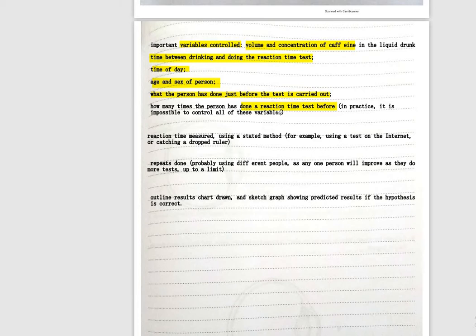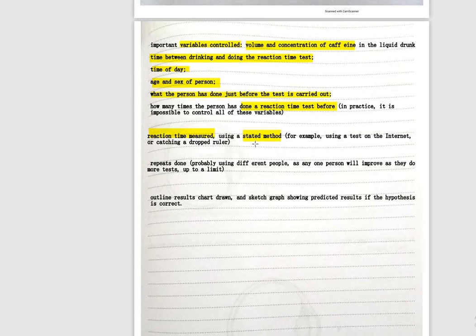And then the dependent variable is the one that's being affected by the independent variable, and that includes the reaction time measured using a stated method. For example, stated method meaning you can either use a test on the internet or catching a drop ruler. This is actually not that familiar. You may not have learned about this kind of method, and it really rarely appears in the past paper.